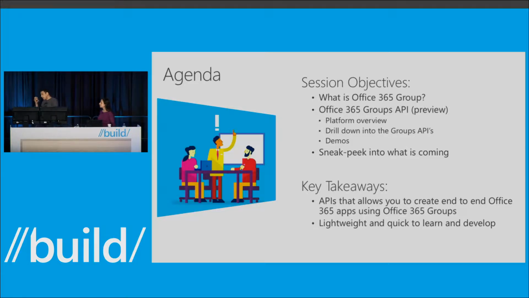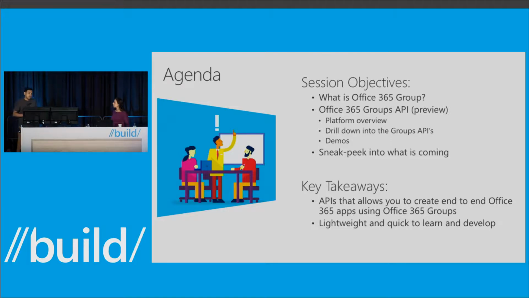Key takeaways I would really like you to take away from the session: these are key APIs that will help you build end-to-end Office 365 apps. Think of Office 365 Group as a platform. And the second one is that hopefully these APIs are easy. So you take that away, that it's easy to develop against. They are lightweight. They should be quick and easy to learn and develop.